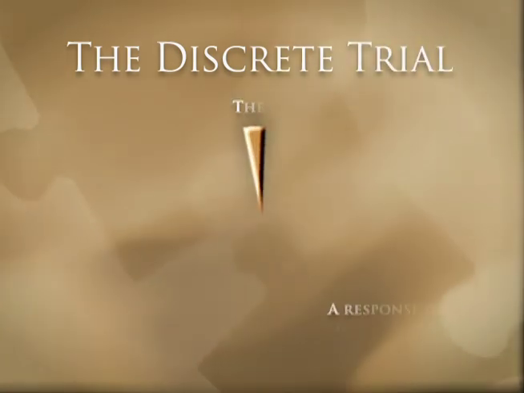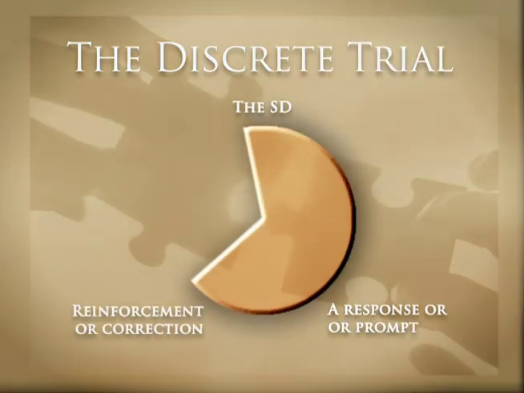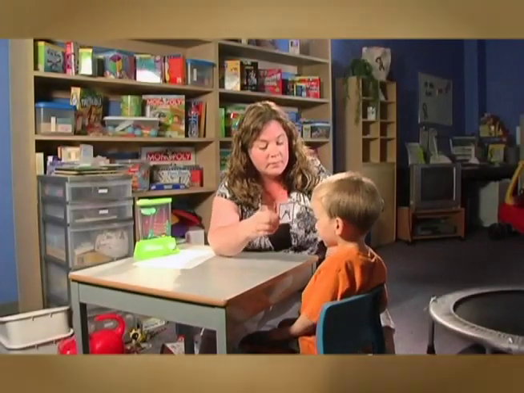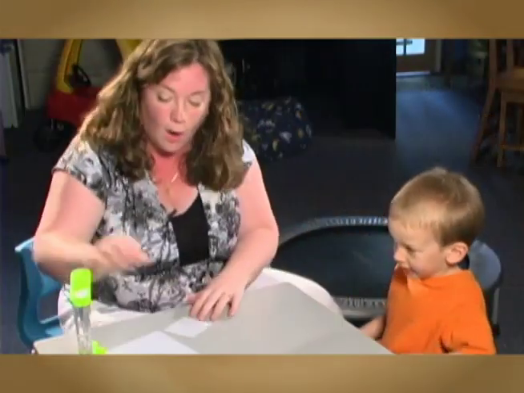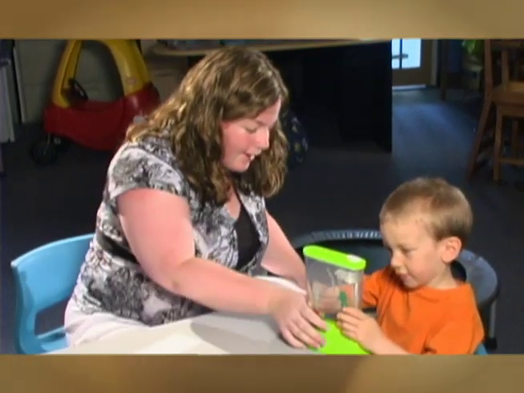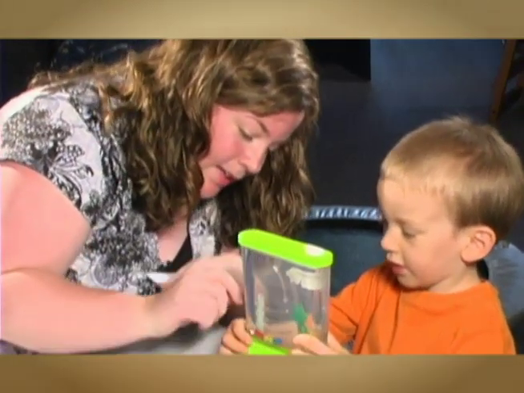We will now move on to the third and final component of a discrete trial, reinforcement or correction. Once an SD has been given, the child responds in one of two ways. Either the child responds correctly and reinforcement is delivered, or the child responds incorrectly and a corrective procedure is applied. We will begin with reinforcement, which is sometimes called a reward.